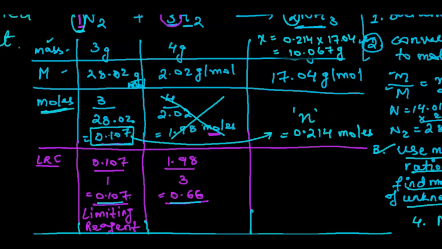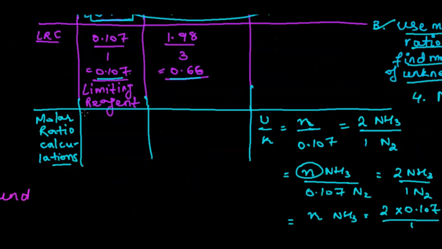Now if nitrogen is the limiting reagent, hydrogen has no job to do further. We'll use nitrogen to find the number of moles of ammonia by using the molar ratio. This is how we do molar ratio calculations. We do unknown over known. Our unknown is ammonia, known is nitrogen. We are looking for n moles of ammonia if we are given 0.107 moles of nitrogen.